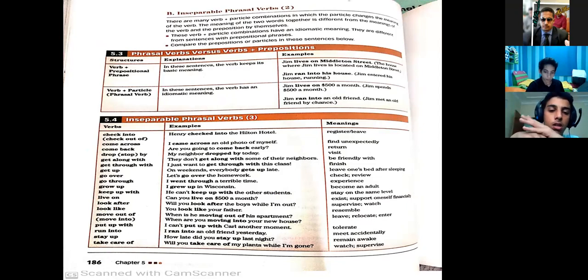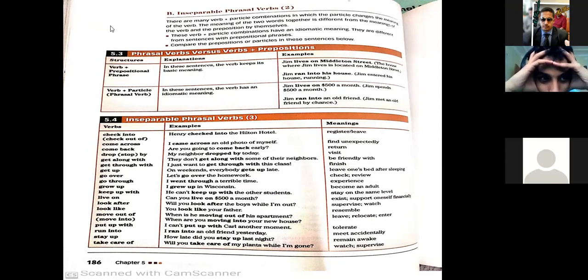Muhammad Islam, can you read? Yes, Mr. Phrasal verbs versus verbs plus preposition. Structures, verb plus prepositional phrase. Before you start, read the headline here. Okay. Inseparable phrasal verbs. Again, inseparable. Yes. Inseparable phrasal verbs.